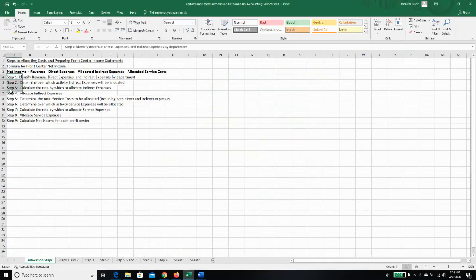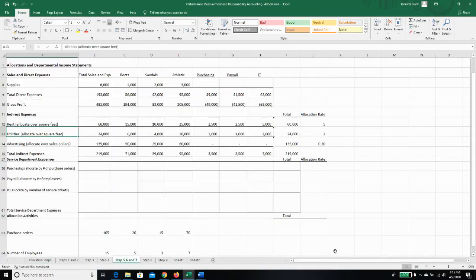So we've done steps 1 through 4. Cool, and cross those off. Now we're going to do 5, 6, 7, and maybe 8. First we need to determine the total service costs to be allocated. Then we determine over which activity service costs will be allocated, calculate the rate by which to allocate service expenses, and then finally allocate the service expenses. All right, so let's go to the tab that says 5, 6, and 7.